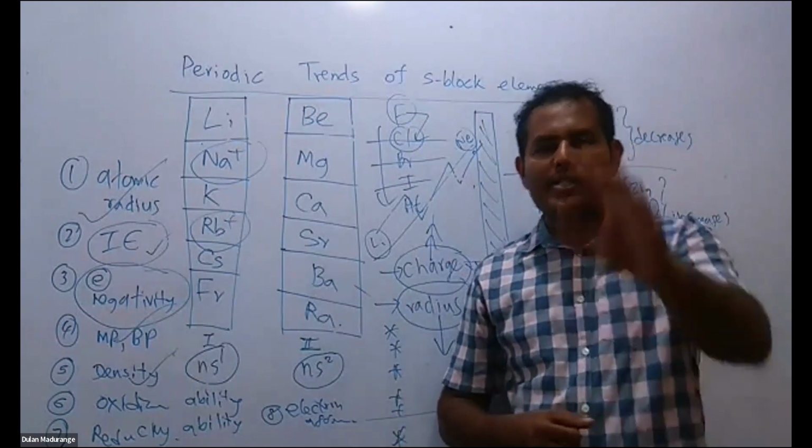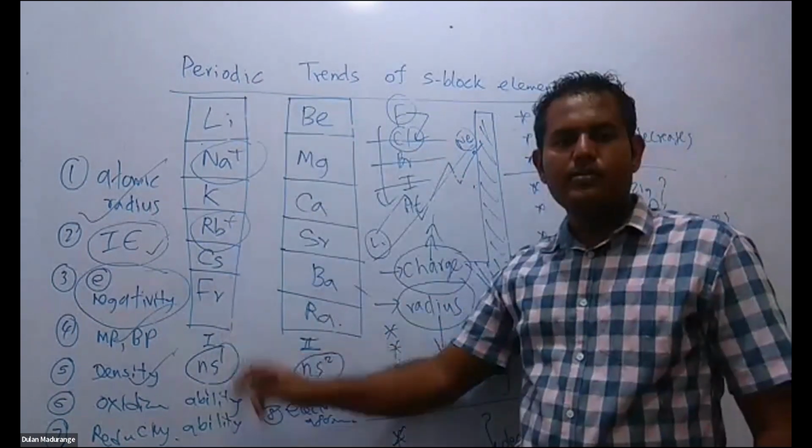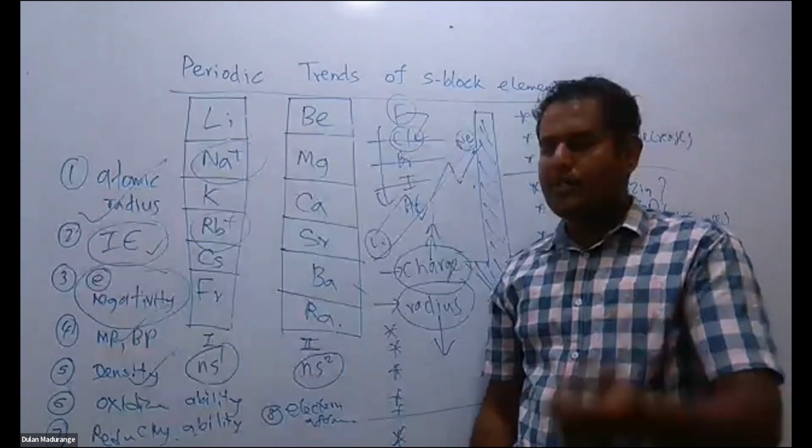Reducing ability increases. So then what is the strongest reducing agent? Is it lithium or francium? What is the strongest reducing agent? Lithium or francium?